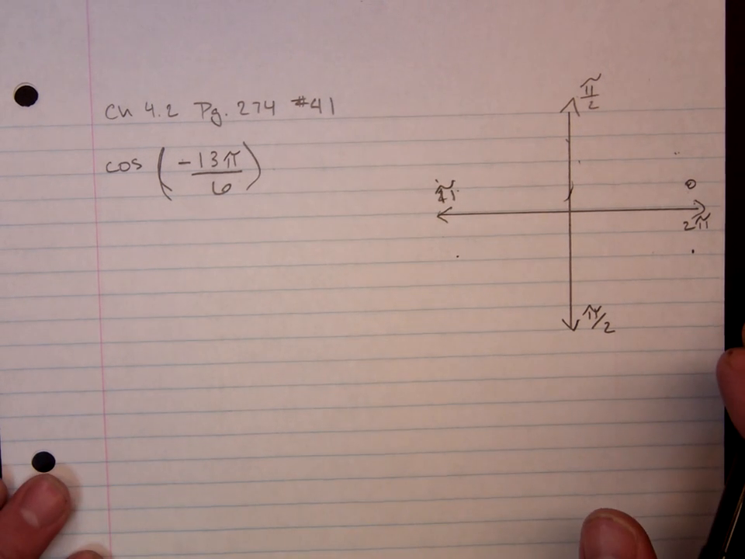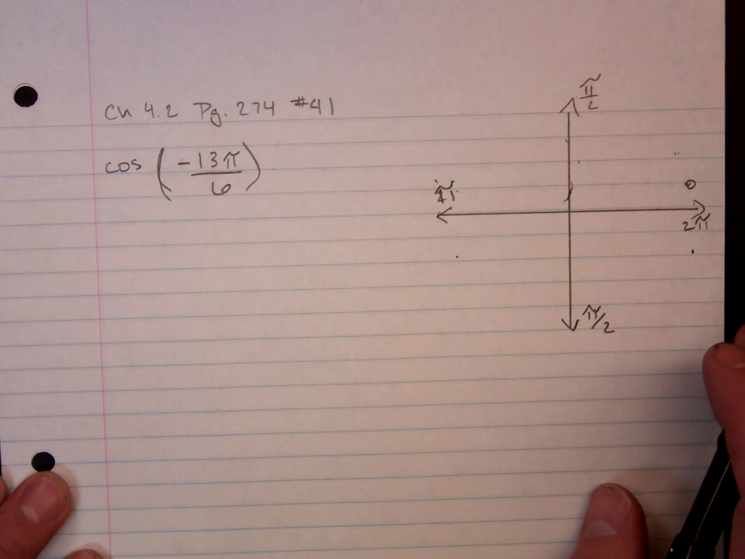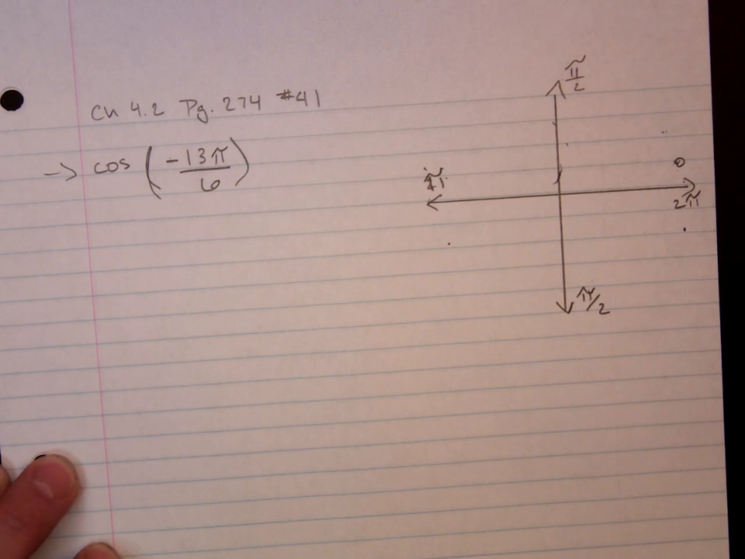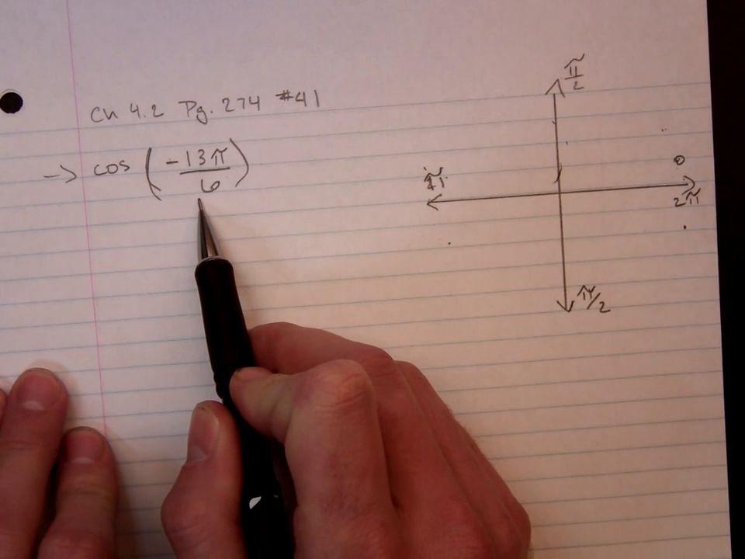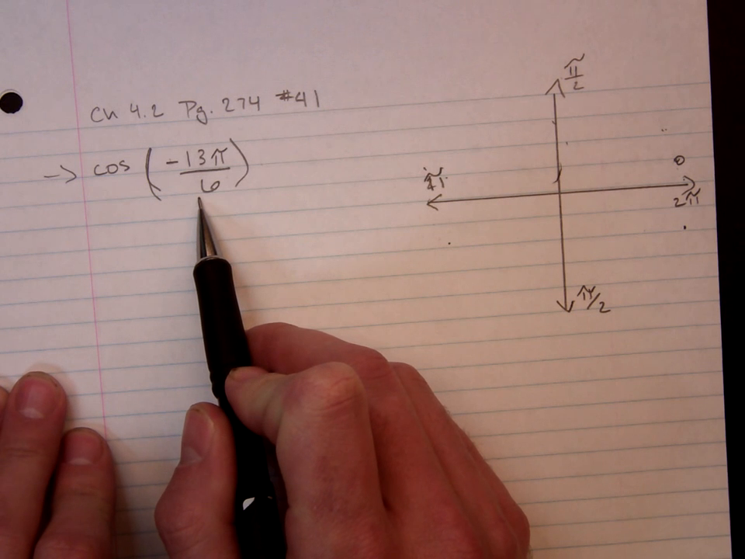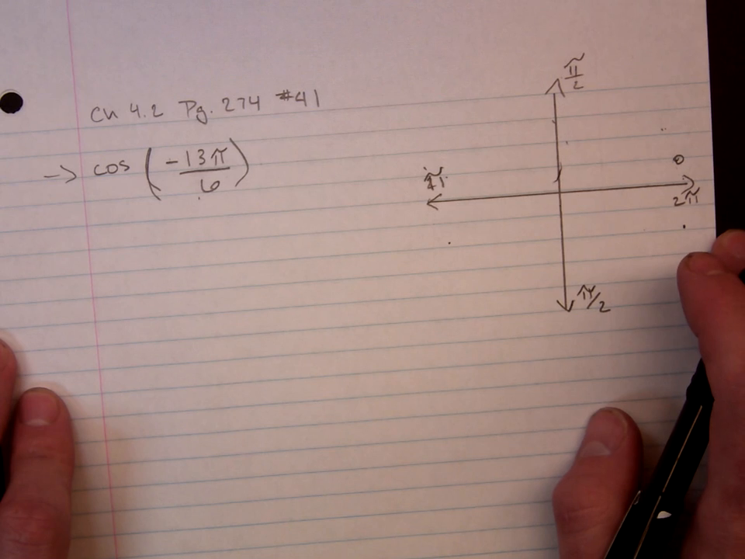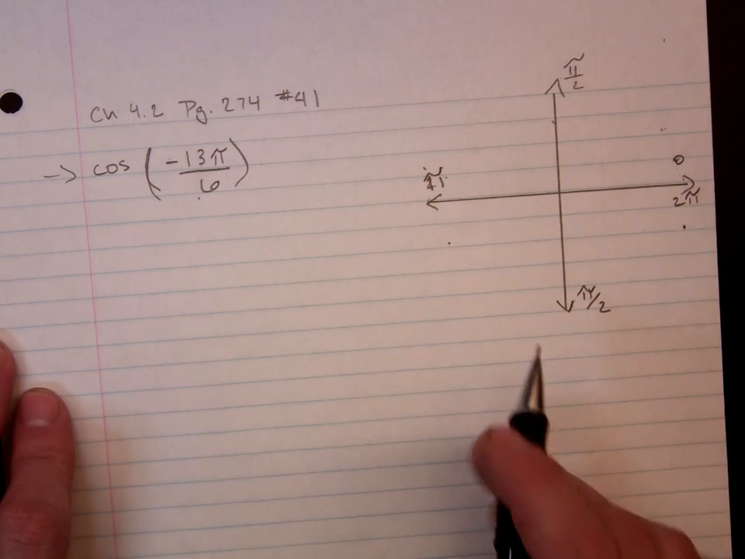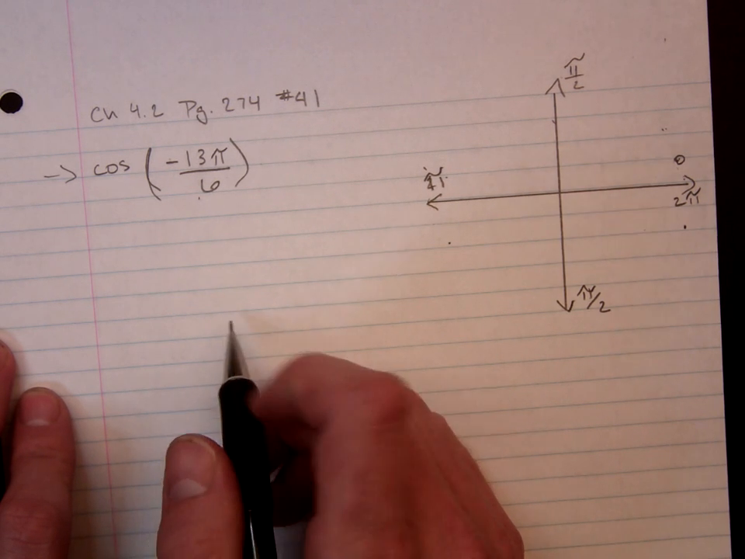Now, this is number 41 out of section 4.2, page 274. It asks you to evaluate the trigonometric function cosine for the angle in radians negative 13 pi over 6. Now, anytime you have an angle that looks kind of weird or out of the ordinary, what I would do is find a coterminal angle, and that's what I'm going to do here.